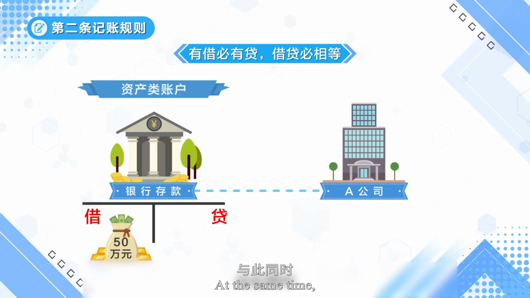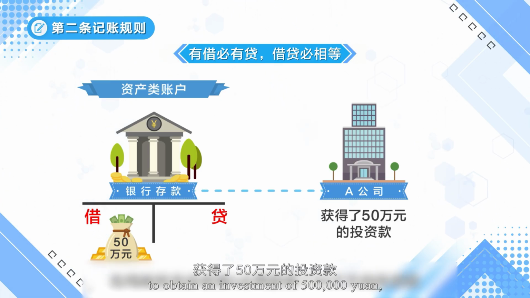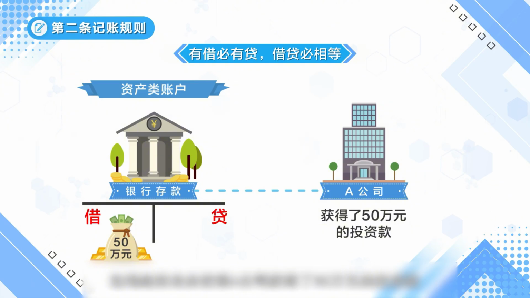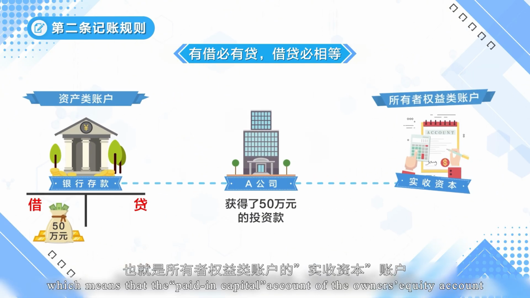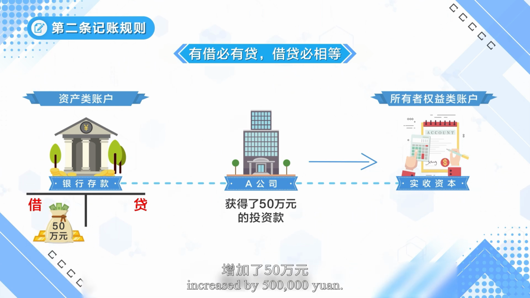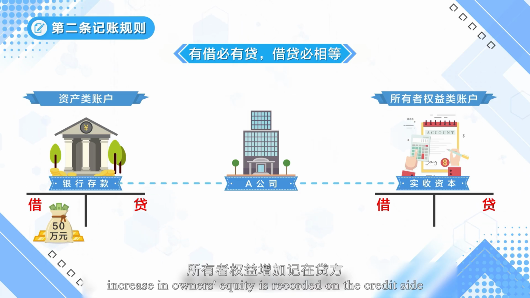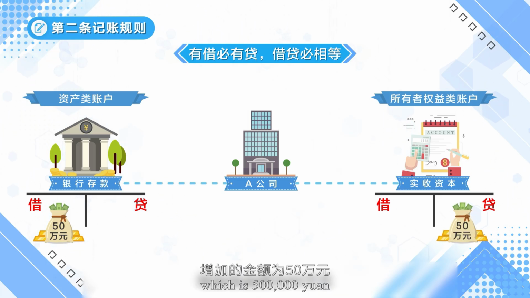At the same time, this economic transaction enabled Company A to obtain an investment of 500,000 yuan, which means that the paid-in capital account of the owner's equity account increased by 500,000 yuan. According to accounting rule 1, an increase in owner's equity is recorded on the credit side, which is 500,000 yuan.